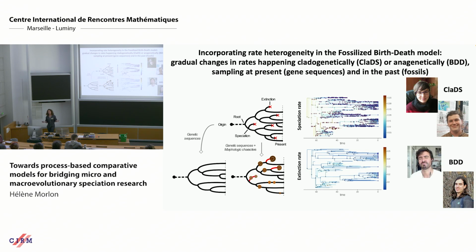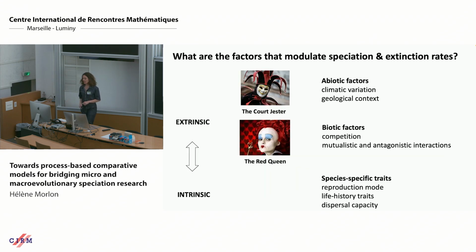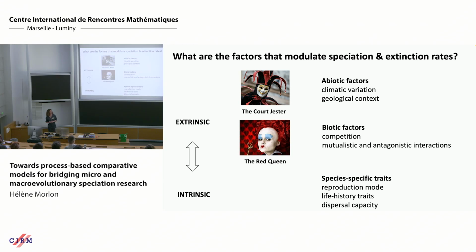Okay, but the main message of all that, when we build these models and feed them to data, be they phylogenies or phylogenies and fossils, is that we find, again, this wide heterogeneity in speciation rates across branches in the tree. And there's a lot of work developed to try to understand what are the abiotic factors, climatic variation, geological context, and so on, or biotic factors, competition, mutualistic, antagonistic interactions, and so on, that can modulate rates of speciation and extinction, and also, of course, species-specific traits, right?